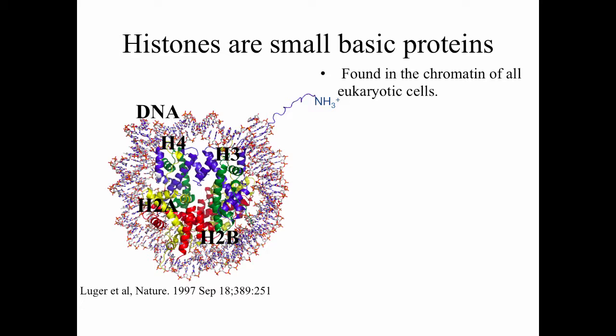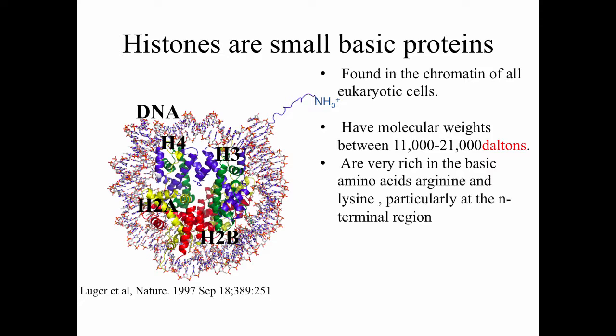So histones are small, basic proteins. And when I say basic, I don't mean simple. I really mean they're basic because they have lots of basic residues. Histones are found in the chromatin of all eukaryotic cells. E. coli and bacteria don't have histones, but they do have histone-like proteins. Their molecular weights are pretty small, ranging between 11,000 to 21,000 Daltons. And like I said, they're very basic. They're rich in basic amino acids such as arginine and lysine, particularly at the N-terminal region.